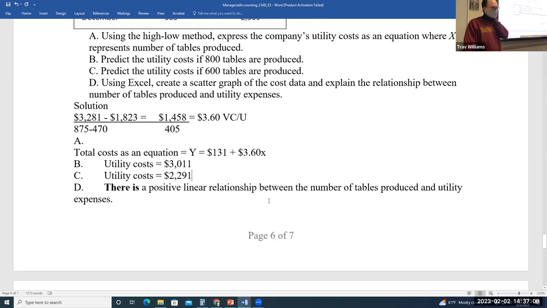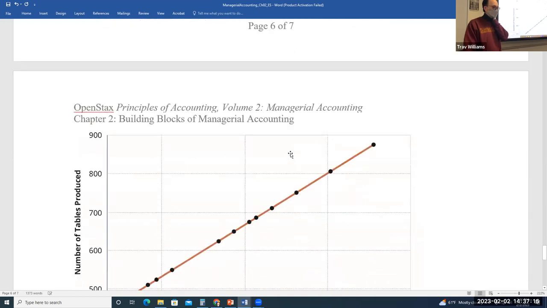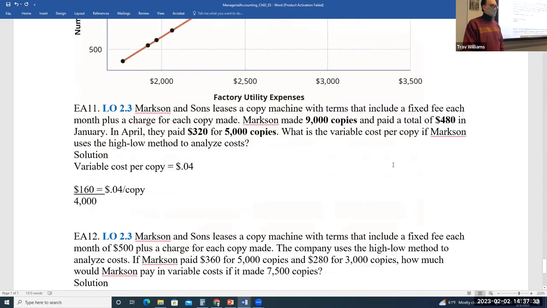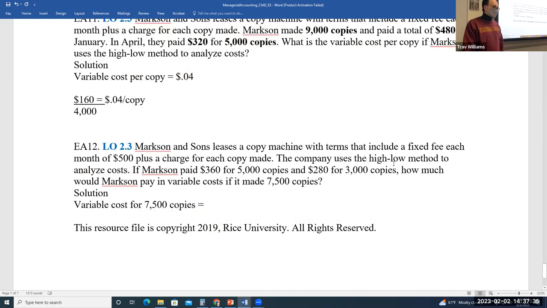Okay, and part D, again, it says using Excel, create a scatter graph. So this is already done for us. You can't get any more precise than that, right? That's a perfectly correlated relationship between the costs and number of units produced. All right, any questions on number 10? All right, 11 we've already done.